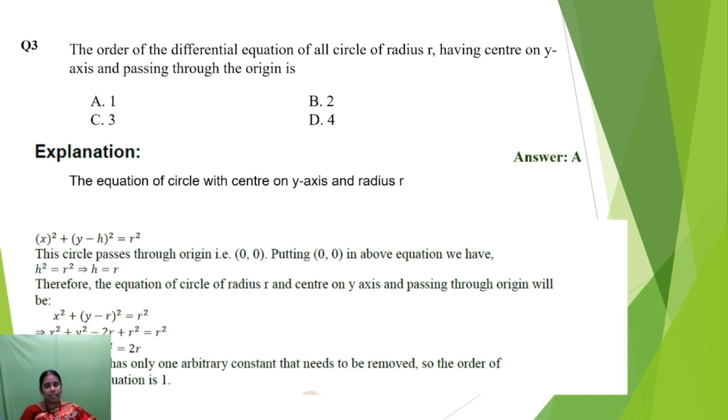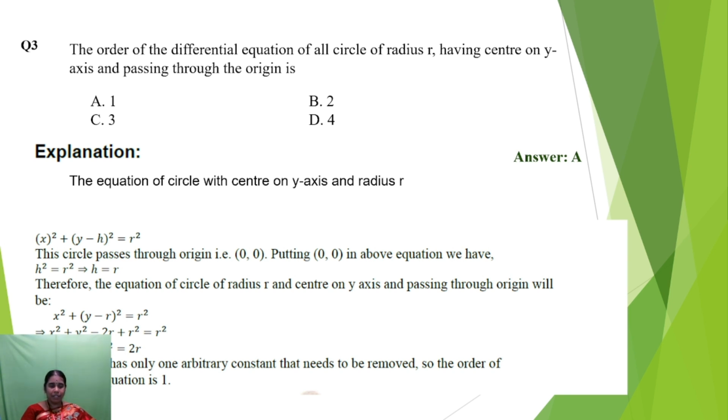So on substituting 0, 0 in place of x and y, we get h square equal to r square, which implies h equals r. Therefore, the equation of the circle of radius r and center on the y-axis passing through the origin is x square plus (y minus r) the whole square equal to r square.